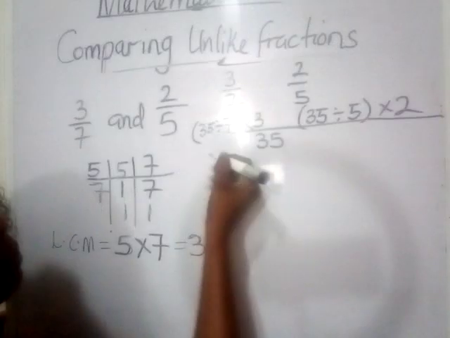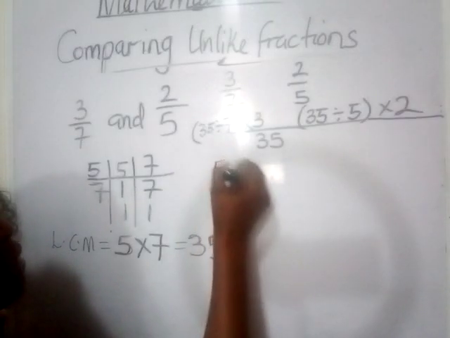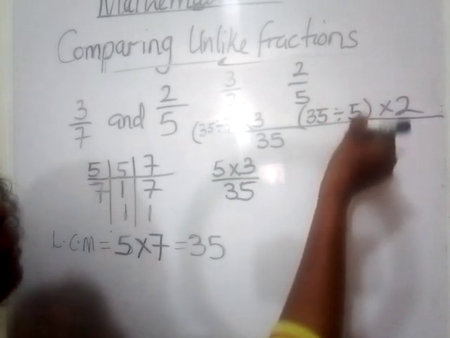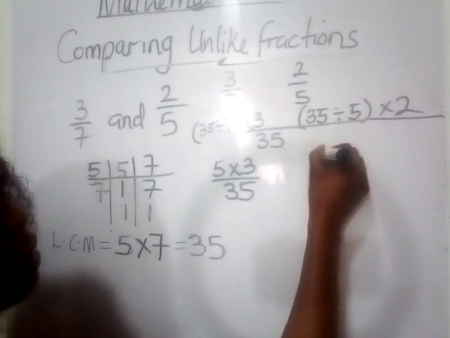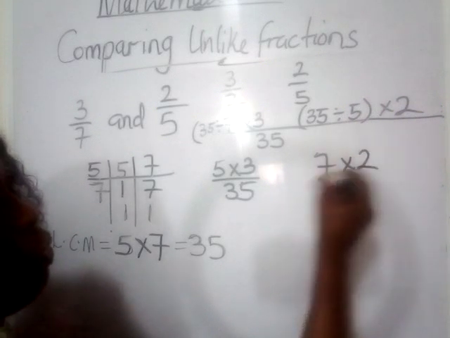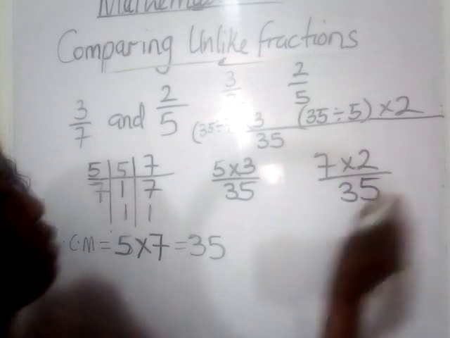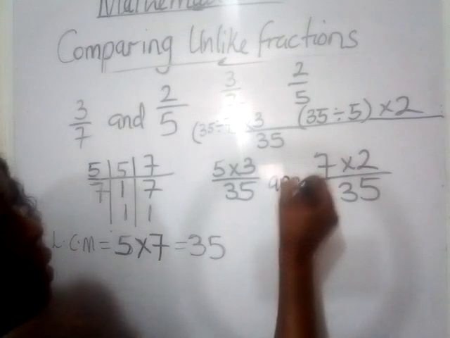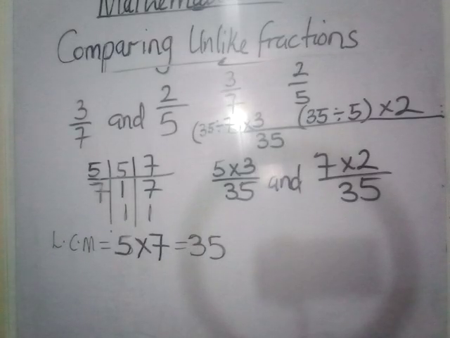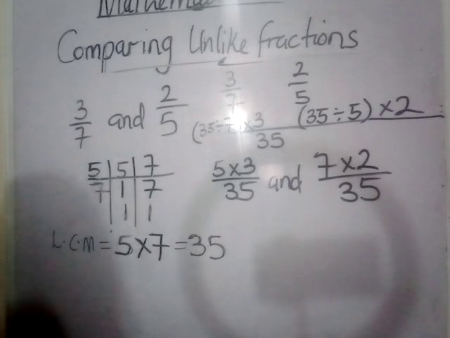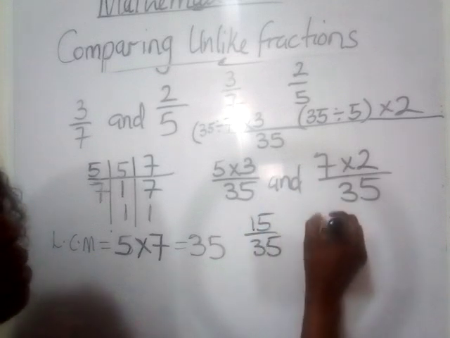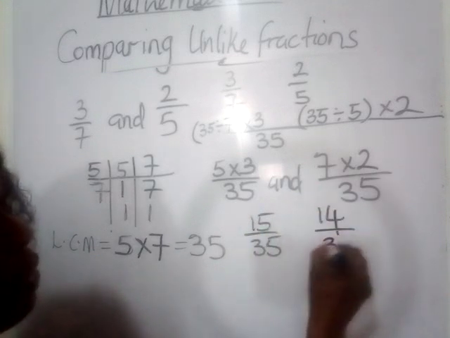Okay, so 35 divided by 7 is 5. 5 times 3 over 35. And the other one is 35 divided by 5 is 7. 7 times 2 over 35. Now we can see that the two fractions are looking like fractions because they both have the same denominator now. They both have the same denominator. So what do we do? 5 times 3 is what? 15 over 35. And 7 times 2 is 14 over 35.